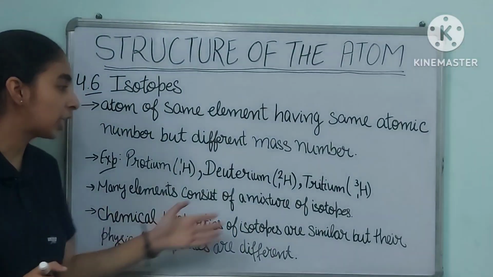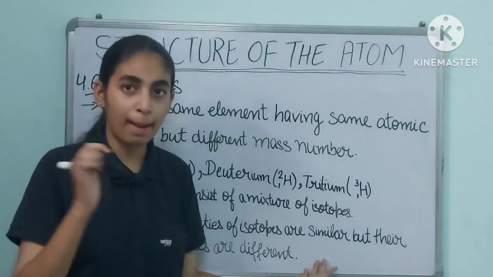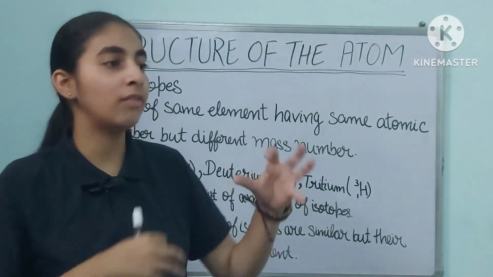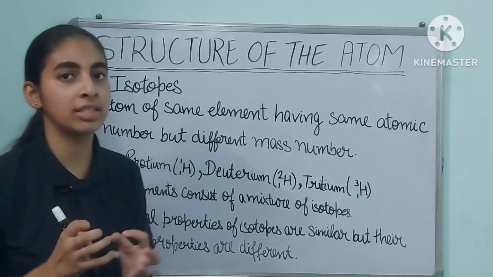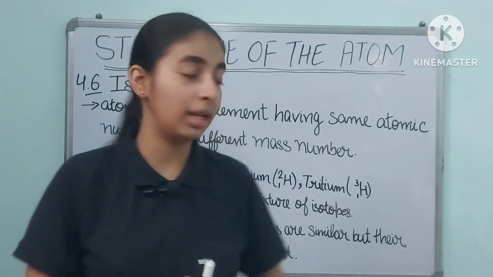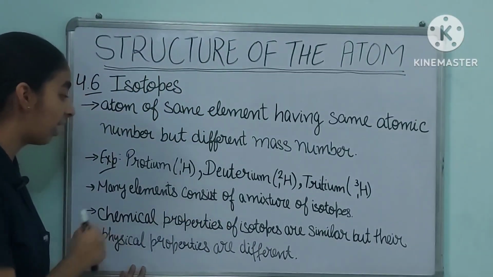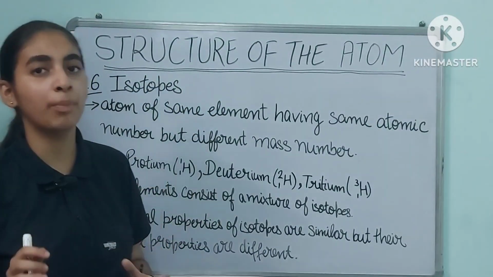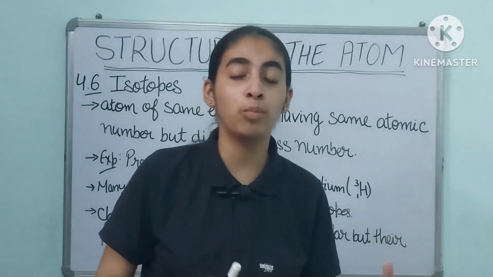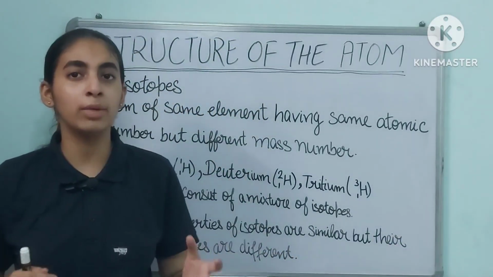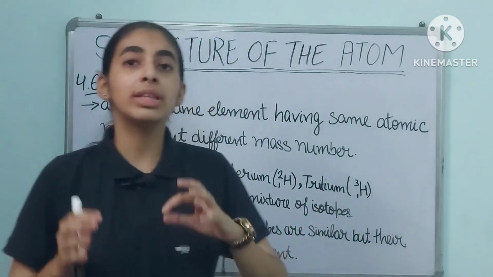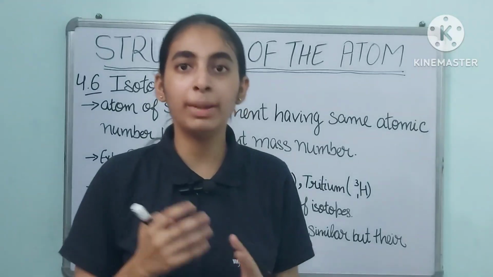And the chemical properties of isotopes are similar. The chemical properties will be similar, but the physical properties are different. And what are the physical properties? Like the density, boiling point, melting point, nature, color, state. So those physical properties will be different.